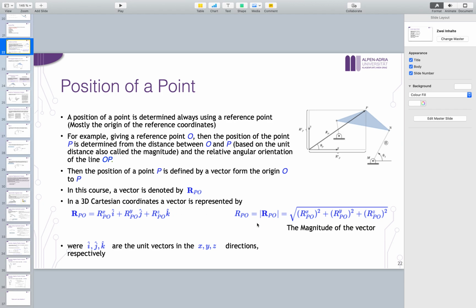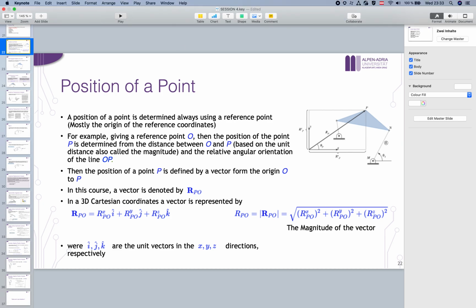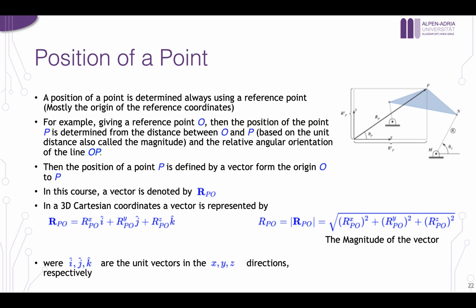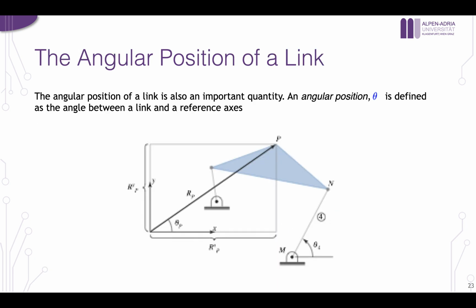Now we have the magnitude, which is an important quantity of a vector, which is the second norm, the square root of the sum of squares. Basically, this is the magnitude. Now, a vector is not only about magnitude but also about orientation, and the orientation is also called the angular position of a point or a link. Both are valid depending on what you are using it for.